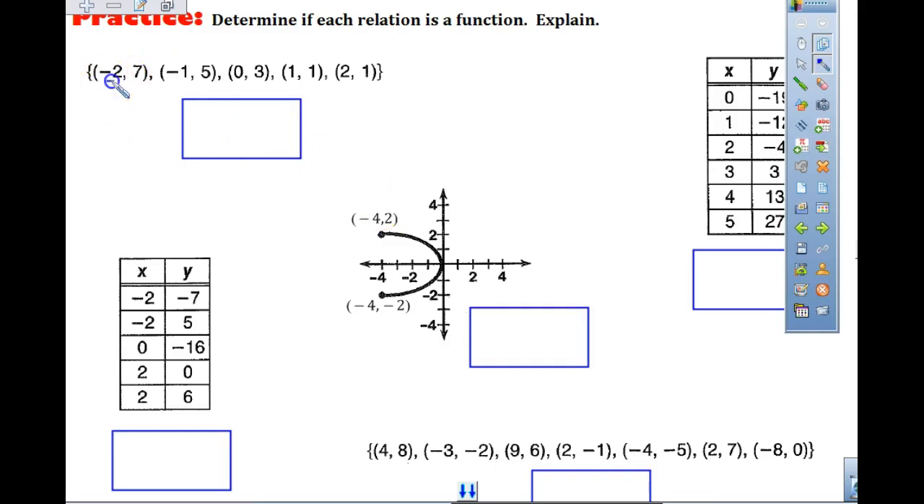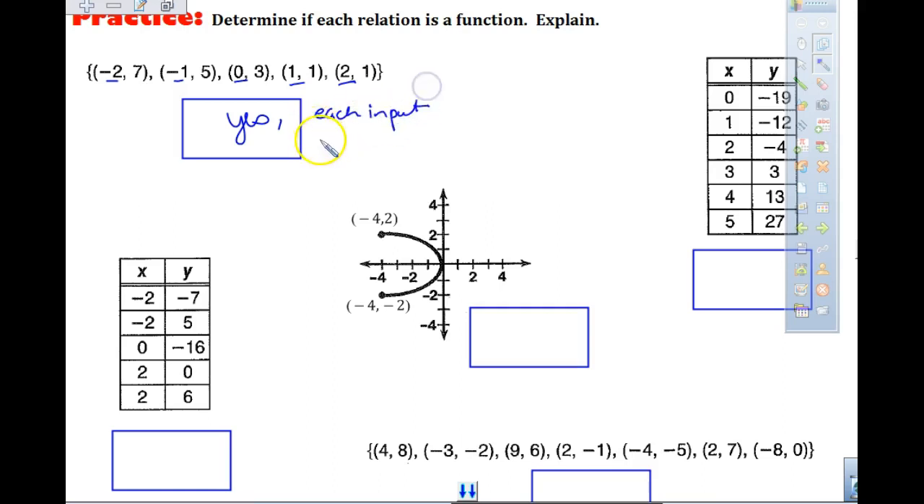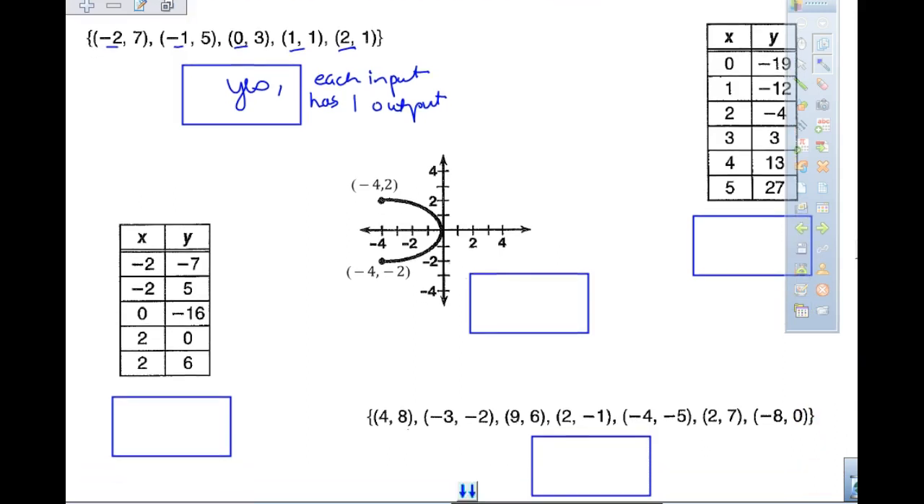In the first one, look at your inputs, all your x values. Do you have any that are the same? No. So, is it a function? Yes, it's a function. Why? Our reason is, each input has what? One output. So, take a look at all your tables and your lists of numbers and think of that. Do the yes and no. I want you to do that right now.